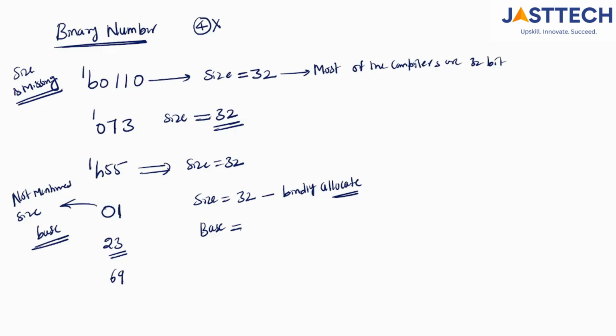What is the default base? Default base is decimal. It will take decimal only. To avoid confusion, the compiler will take the default base as decimal only. This you need to remember. These are some interview questions; they will ask them in interviews. Is it fine? Any doubts or queries?